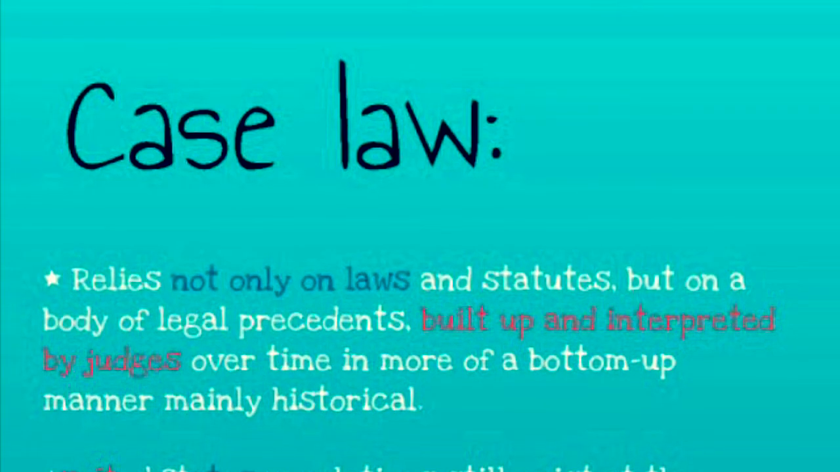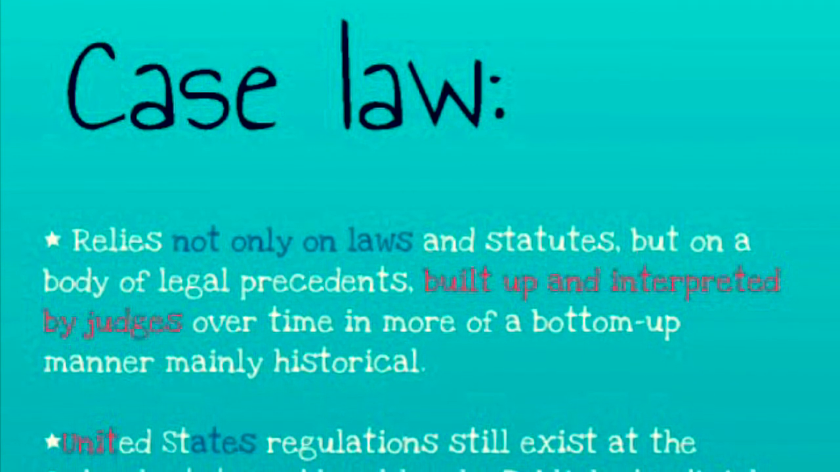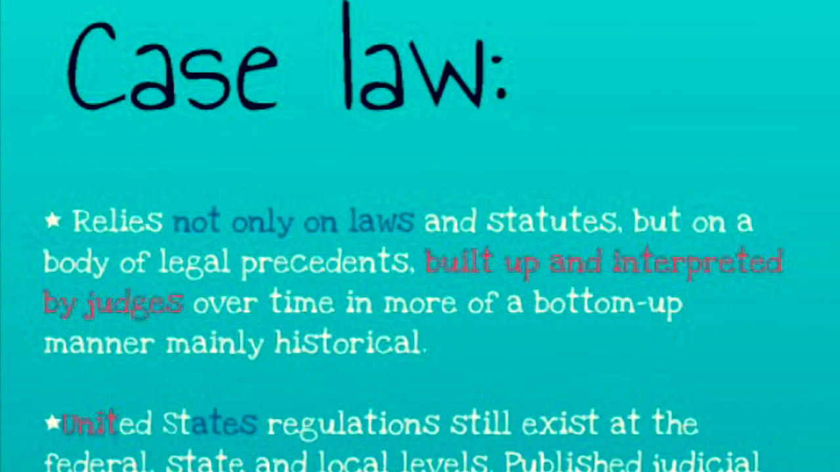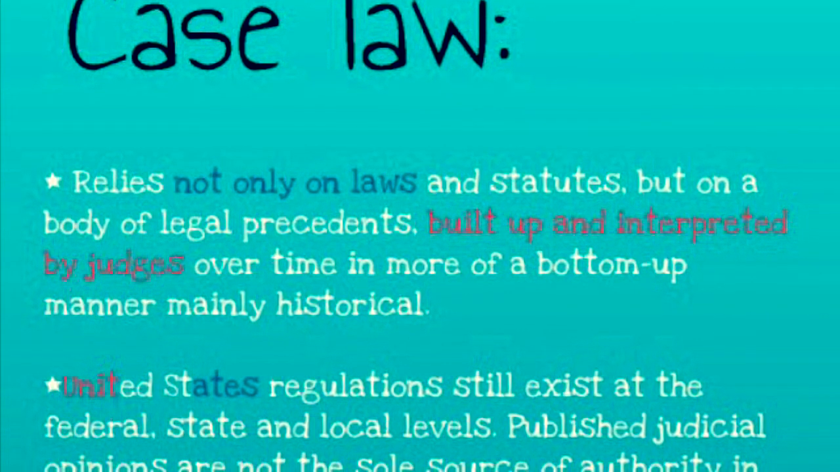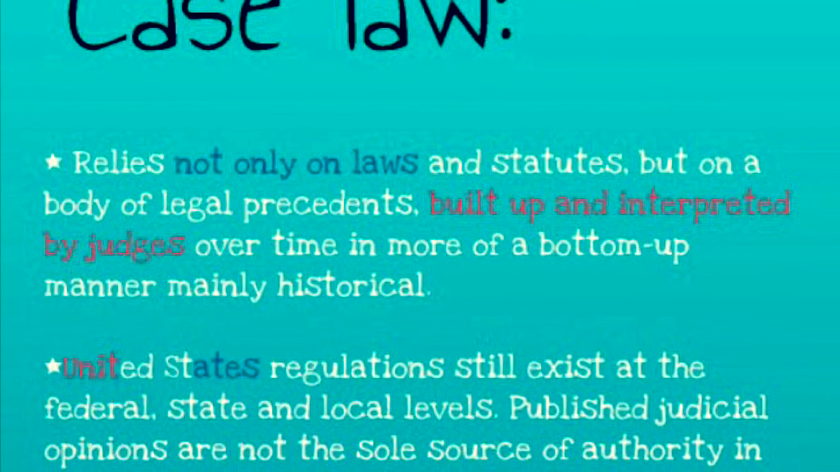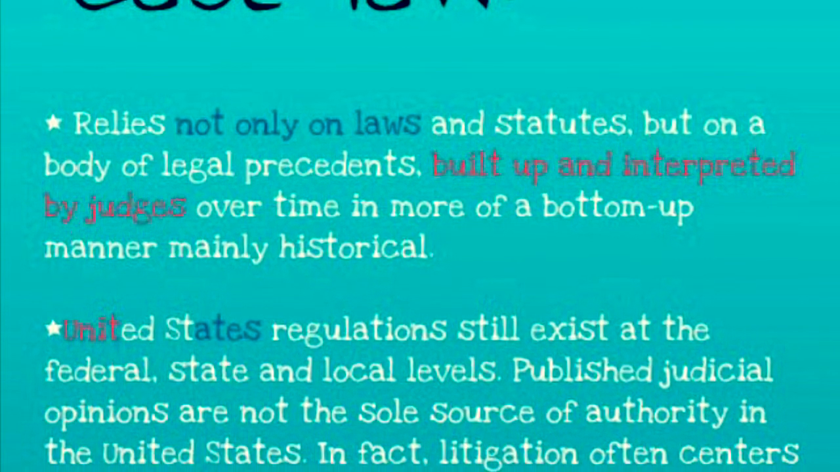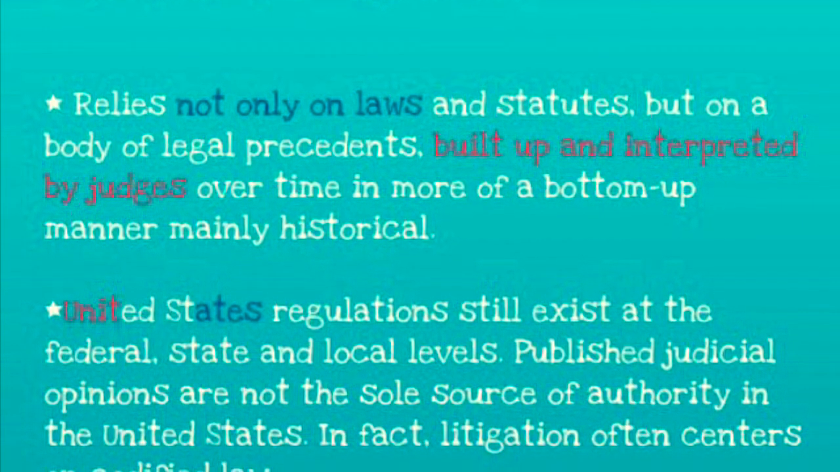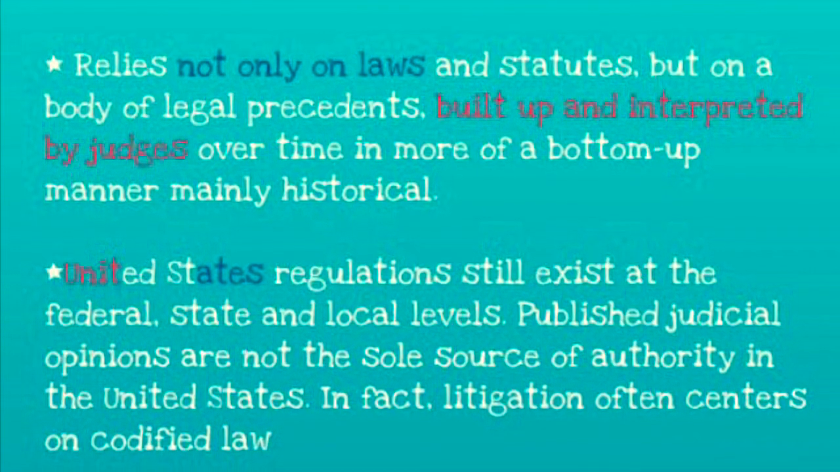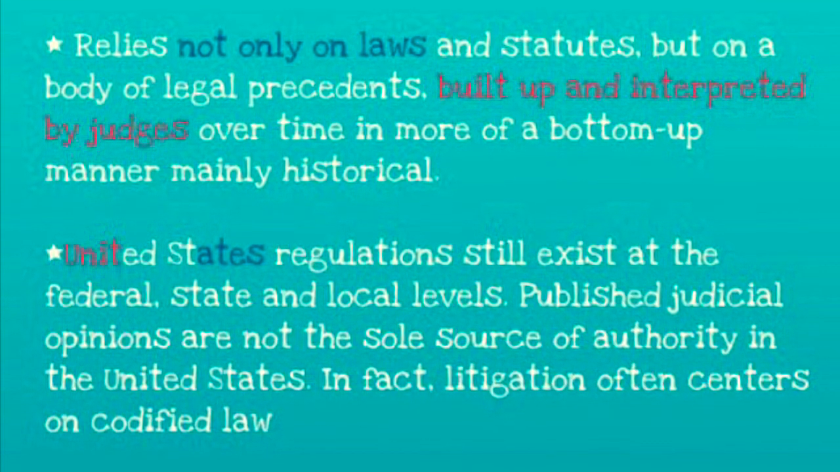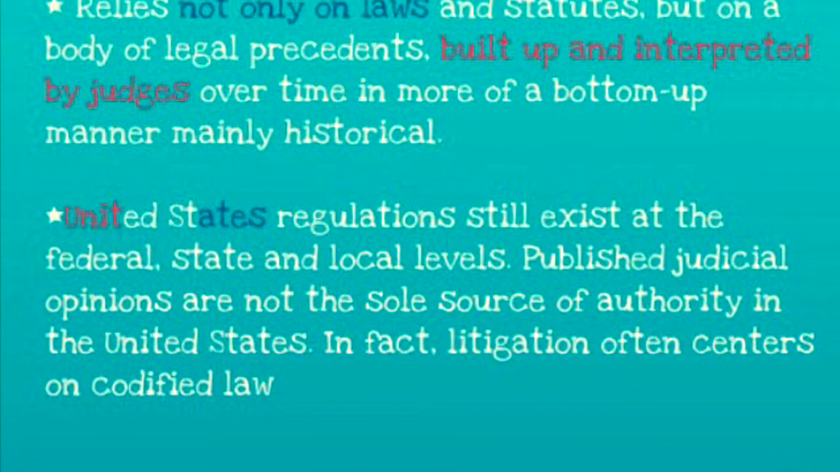On the other hand, the case law in the US relies not only on laws and statutes but on a body of legal precedents built upon and interpreted by judges over time, in more of a bottom-up manner, mainly historical. United States regulations still exist at the federal, state, and local levels. Published judicial opinions are not the sole source of authority in the United States. In fact, litigation often centers on codified law.